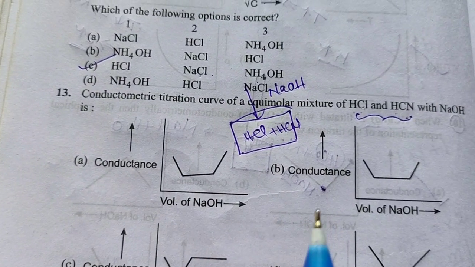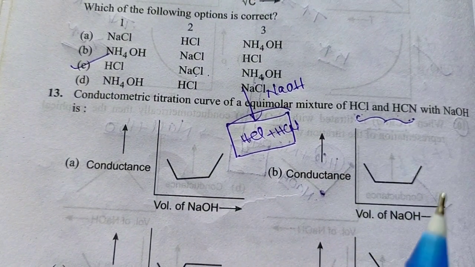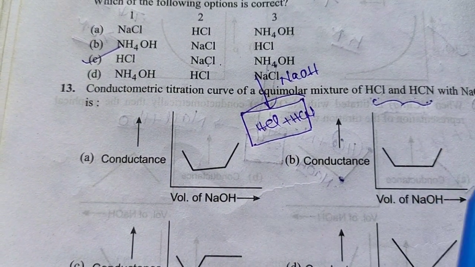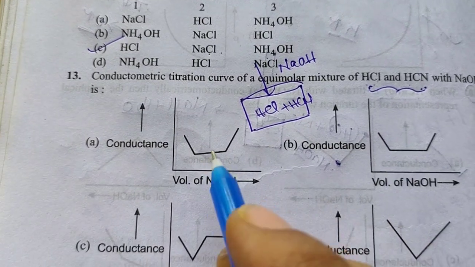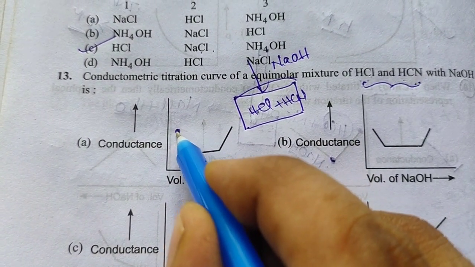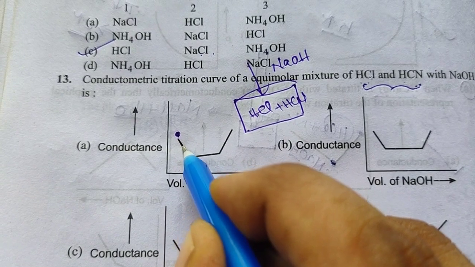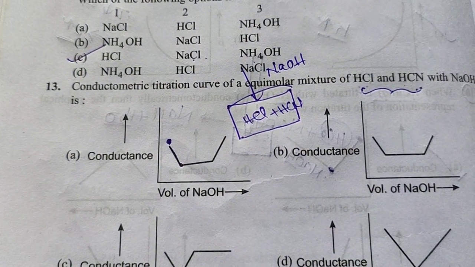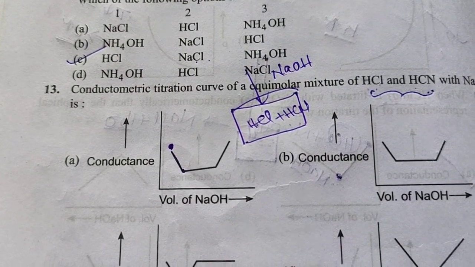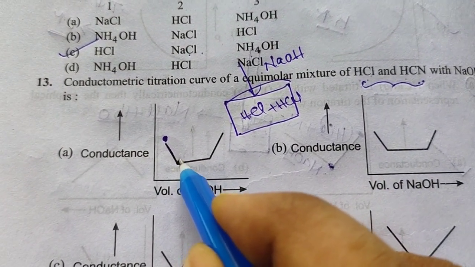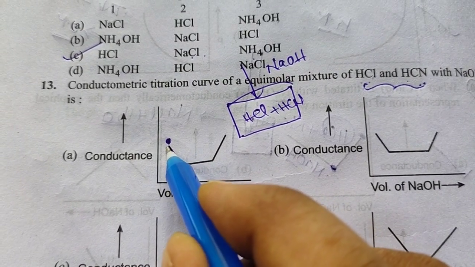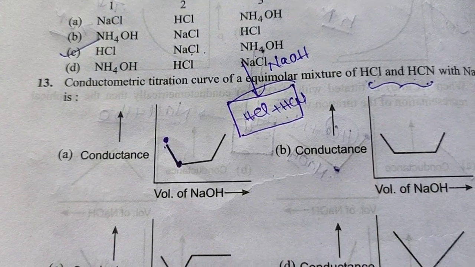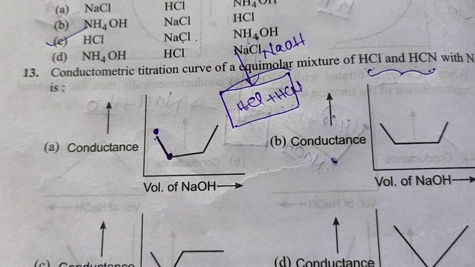So which one interacts with NaOH first? HCl interacts with NaOH. Why? Because it is very strong, more reactive. So HCl conductance first decreases. That is a strong electrolyte. Why does HCl conductance decrease? It reacts with NaOH to form salt. Up to this point, all the HCl is completed, neutralized. That is the first endpoint.